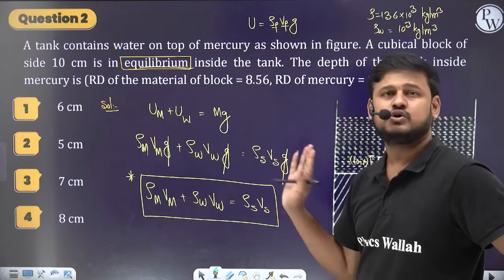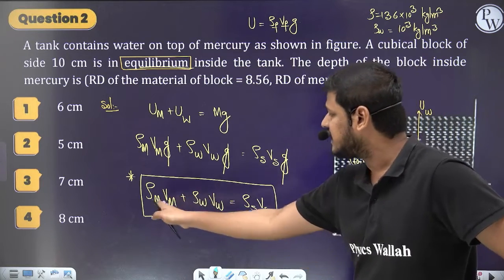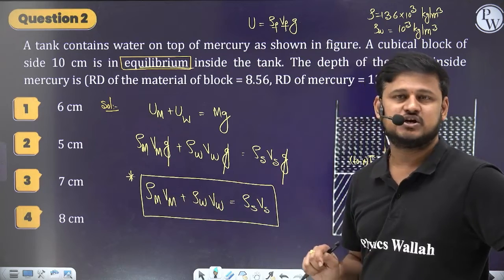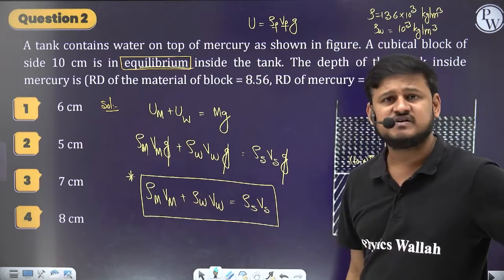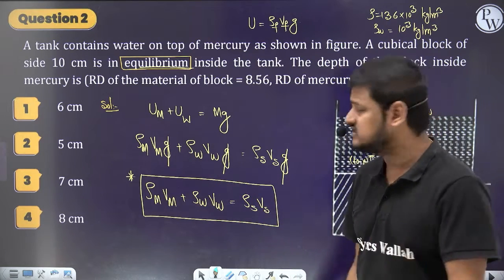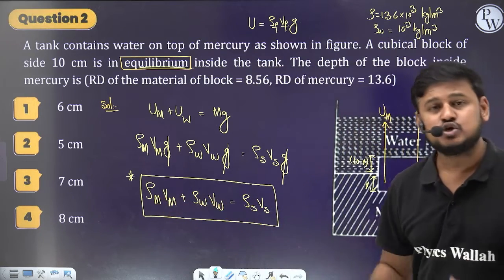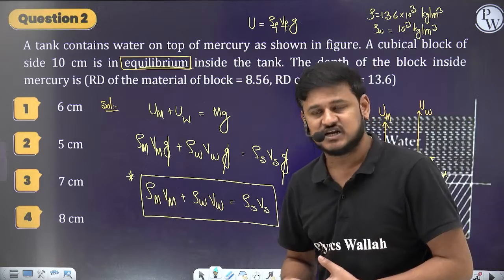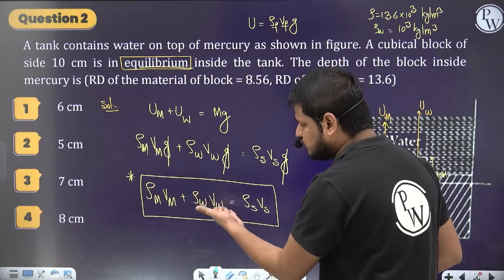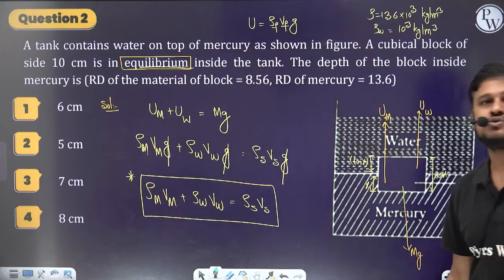Liquid 1, liquid 2. Here, as mercury and water are there, I am writing M and W as the notations. But if there are some other unknown liquids, 1 and 2, you can write rho_1 V_1 plus rho_2 V_2 is equal to rho_S V_S. If there are more liquids, let's suppose 3 liquids, rho_1 V_1 plus rho_2 V_2 plus rho_3 V_3 is equal to rho_S V_S.